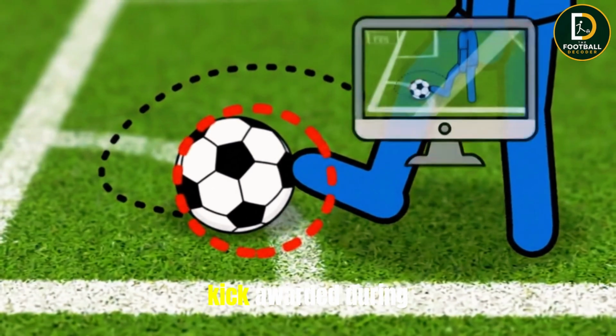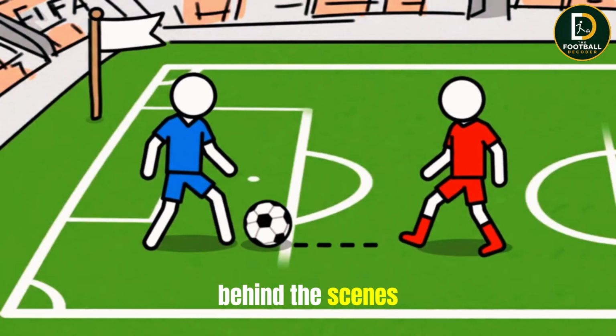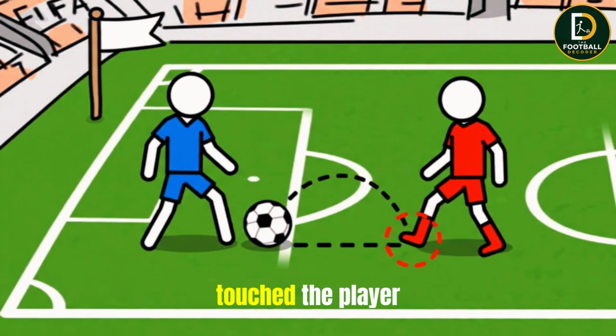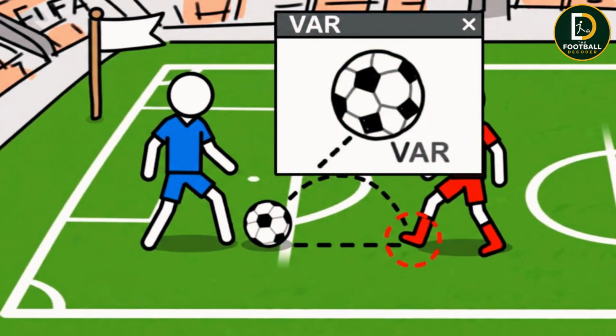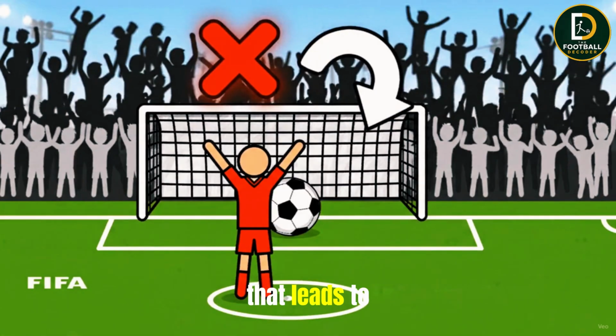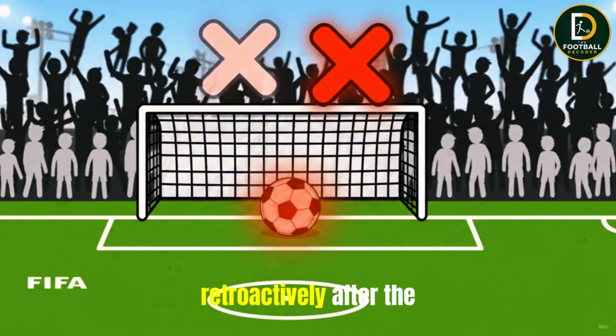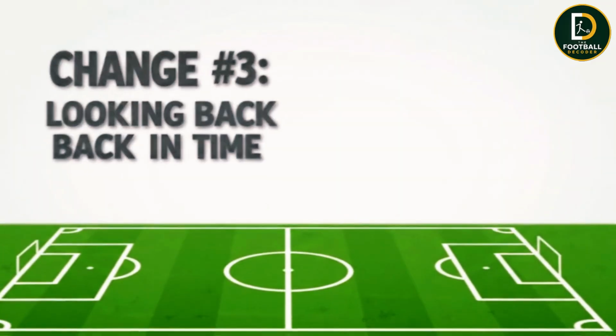Every single corner kick awarded during a match is now being quietly double-checked behind the scenes to confirm the ball actually last touched the player everyone assumed it touched. Get that one detail wrong, and an entire sequence of play that leads to a goal 2 or 3 minutes later can be wiped out completely, retroactively, after the fact.